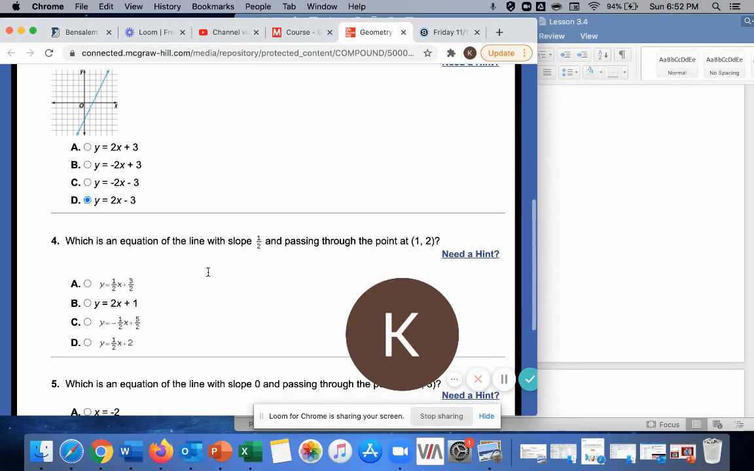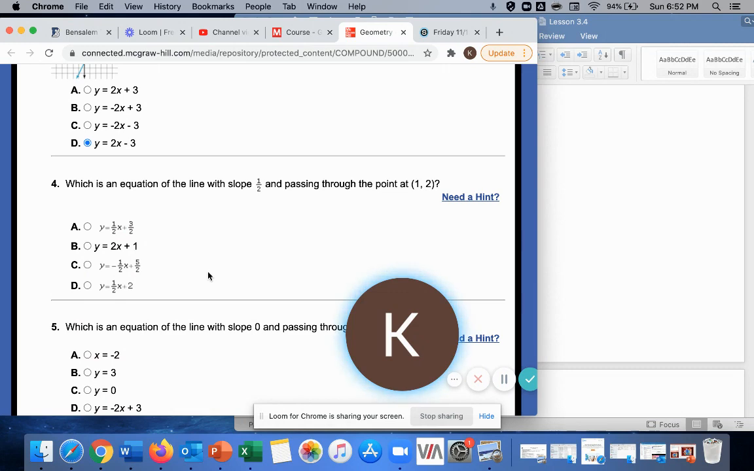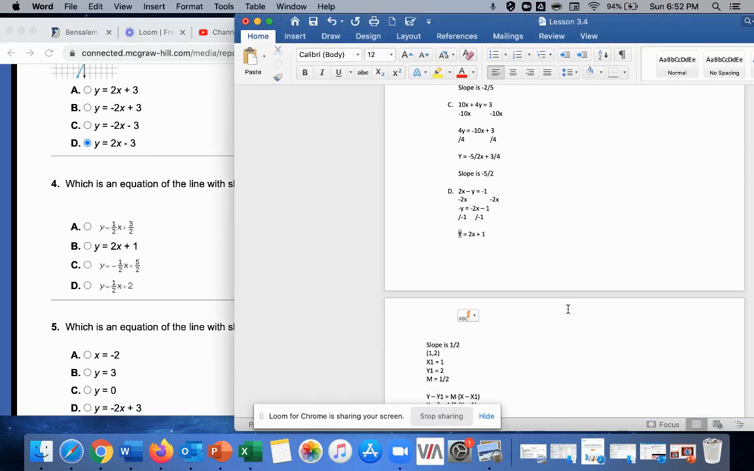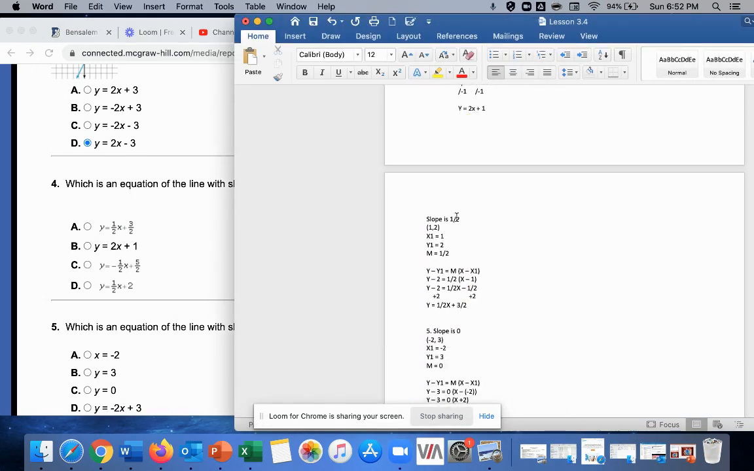All right, which is an equation of the line with a slope 1/2 passing through the point (1, 2)? For this one, we're going to use a little bit of point-slope form. As you can see here, slope is 1/2. Coordinates are (1, 2), so x1 is 1, y1 is 2. Slope m is 1/2.